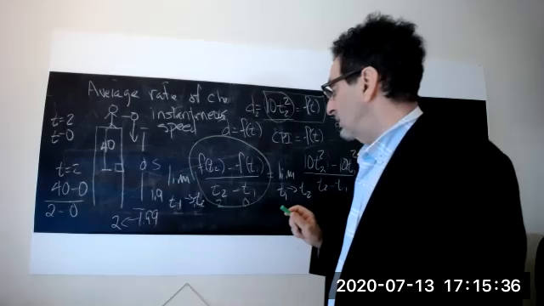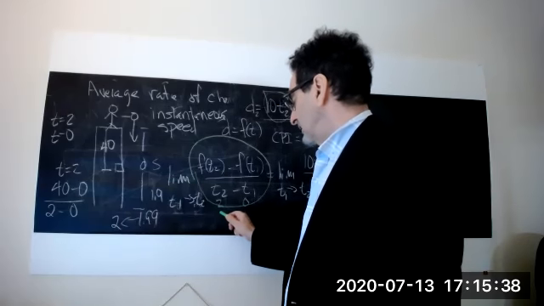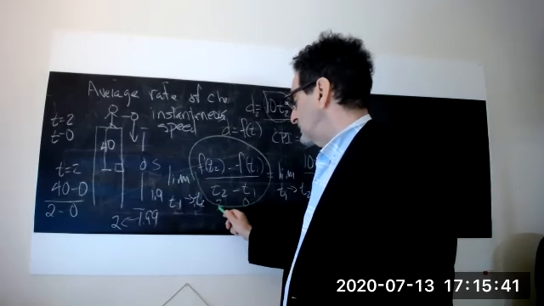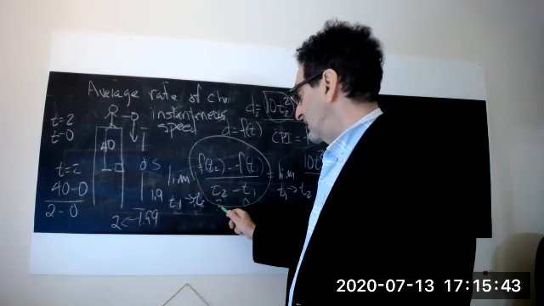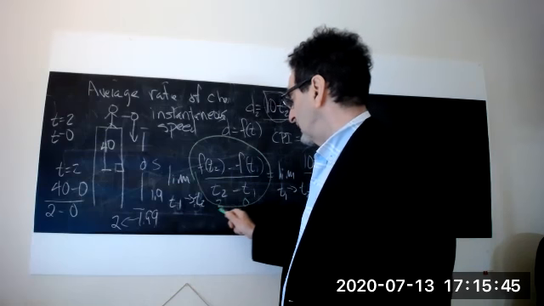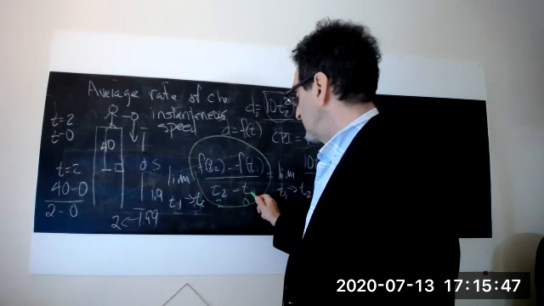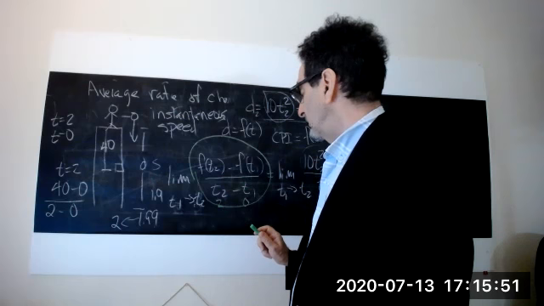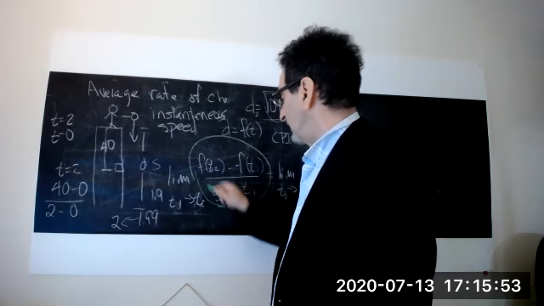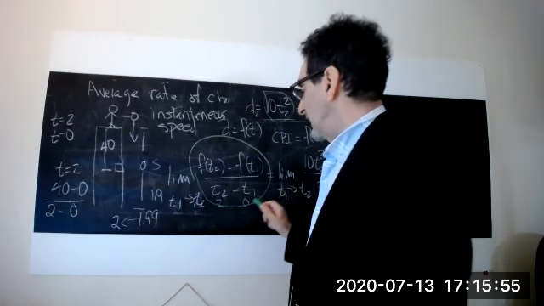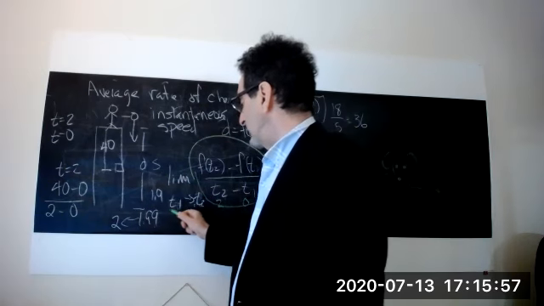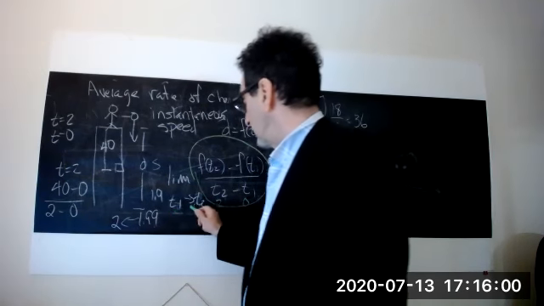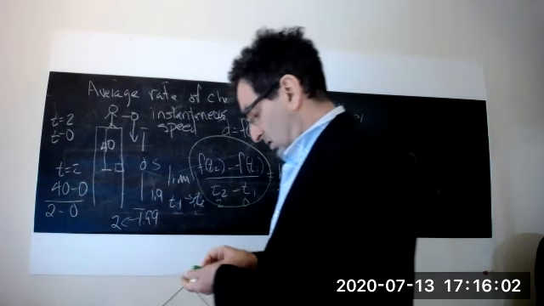And then we thought, well, what happens if we want to get better and better approximations to what's happening exactly at t equals 2 seconds? What we thought was, we're going to move T1 closer and closer to 2 and figure out the average rate of change each time. And what that amounts to is taking the limit as T1 approaches T2.